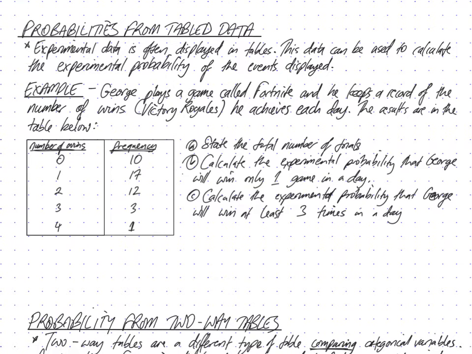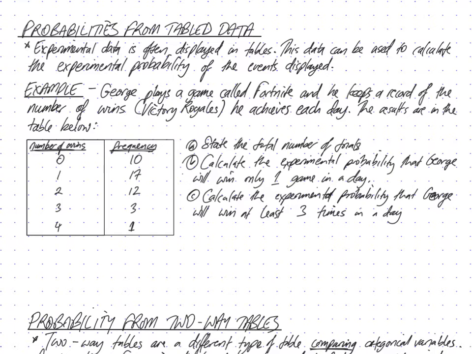So the first example we'll do is George plays a game called Fortnite and he keeps a record of the number of wins, victory royales I think it's called, that he achieves each day. The results are in the table below. So 0 wins in a day happen 10 times, 1 win in a day happens 17 times, 2 wins in a day 12 times, etc.